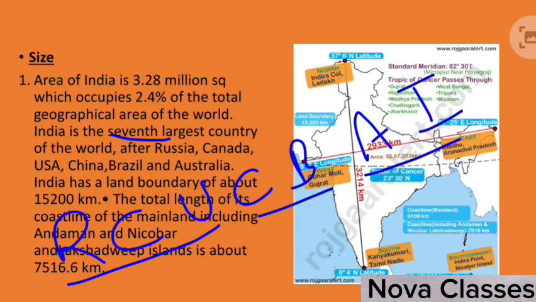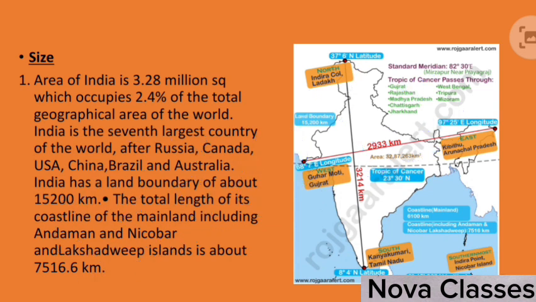Okay, so CBI, you can say. R for Russia, C for Canada, U for USA, C for China, B for Brazil, and after that Australia, and after that India. So what is the position of India according to area? That is the 7th position. Okay, so now we can talk about that.